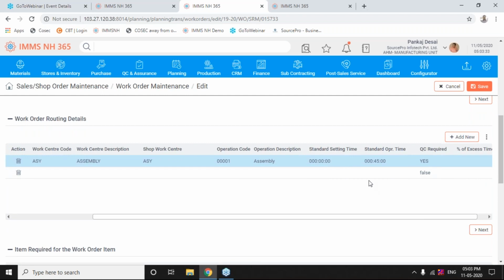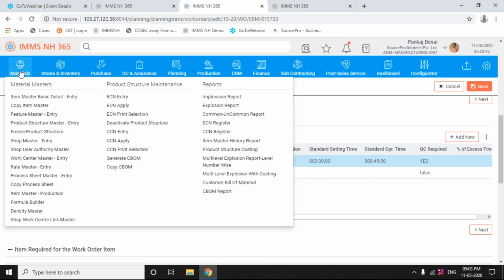this data, how did this come here? So let's understand how did this come here. So let us go to the materials module and let us go to the process sheets.